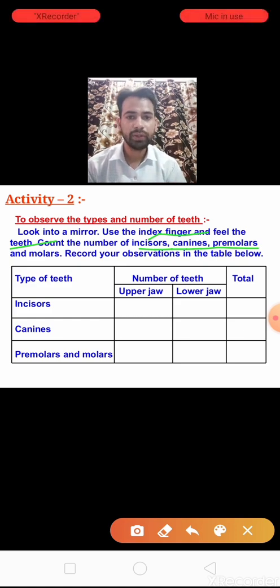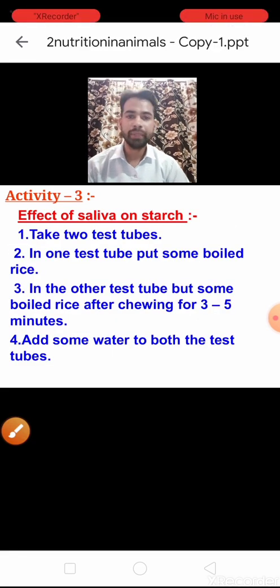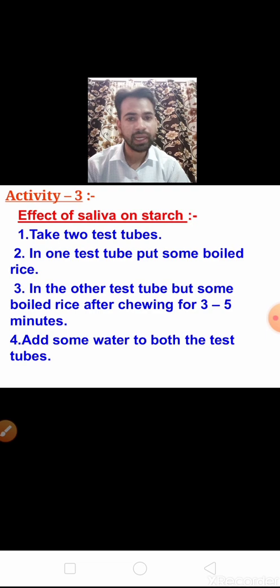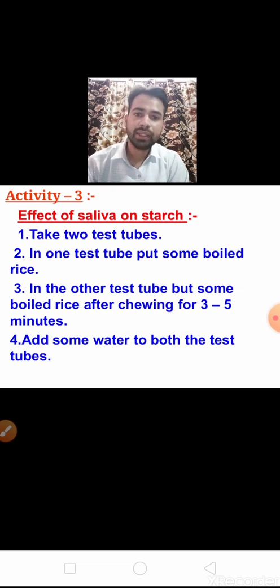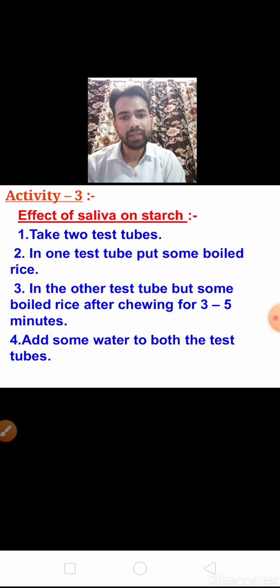Okay, children. Now the third activity that we will perform in the science lab. In the science lab, when school reopens, we perform this activity, that is the effect of saliva on starch. For this activity we need some requirements: test tube, iodine solution, boiled rice, dropper, distilled water. Okay, these are the requirements.